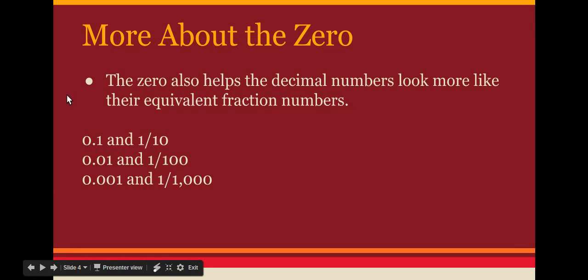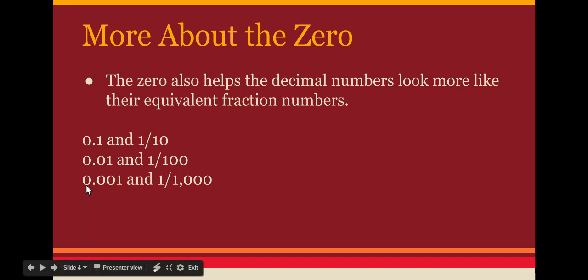More about the 0. The leading 0 also helps the decimal numbers look more like their equivalent fraction numbers. For example, when we have the decimal 1/10, it looks like 0.1. Its fraction notation is 1 out of 10. The denominator in the fraction says 10. If we read the decimal notation backwards, it would also read 1, 0, or 10. The next decimal we have here is 1/100th, 0.01. When we include the leading 0, read backwards, it reads 100, which is its equivalent fraction denominator, 1/100th, 100.